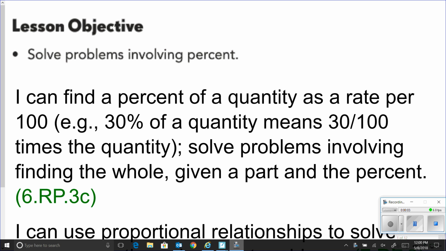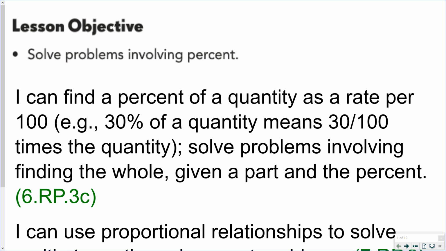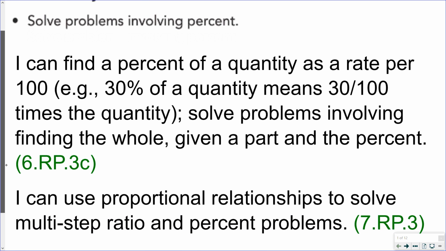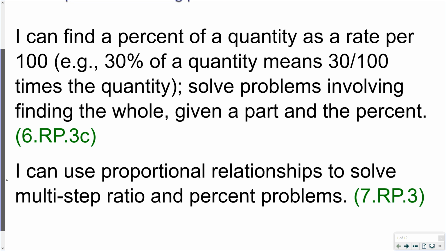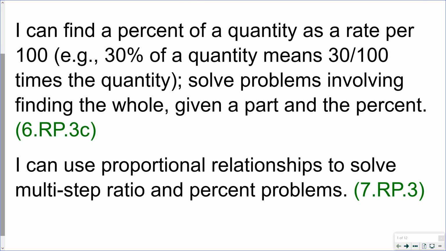For today's lesson, we will be continuing to work with percents, and we will solve problems that involve the use of percent. And we do have a couple standards that we will be addressing. They're listed here: 6.RP.3.C and 7.RP.3. So we do have one 7th grade standard that we will be addressing in this lesson.